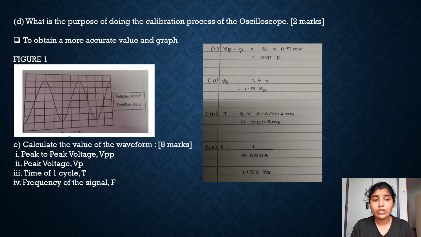Question D is, what is the purpose of doing the calibration process of the oscilloscope? It is to obtain a more accurate value and graph. This is Figure 1 and it shows a waveform. These are the answers for question E, Roman 1, Roman 2, Roman 3 and 4.